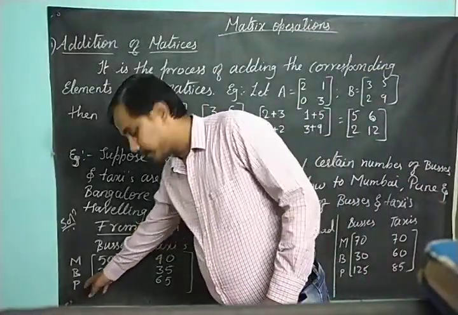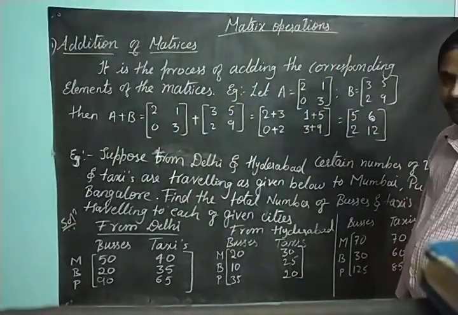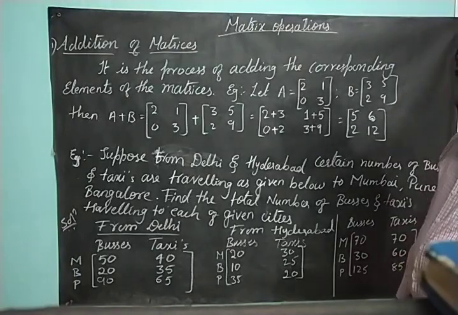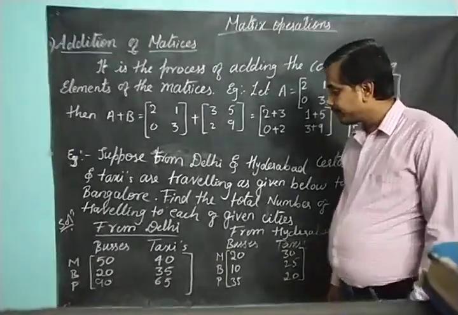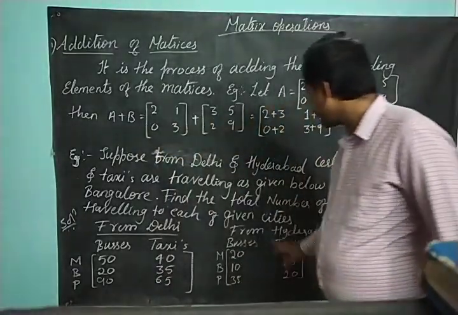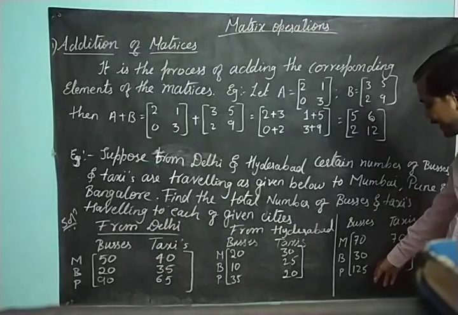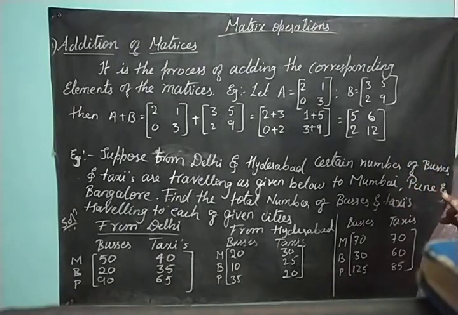Now coming to the third one, that is Pune. 90 buses are coming to Pune from Delhi, and 35 buses are coming to Pune from Hyderabad. So what will be the total number of buses coming to Pune? 90 from Delhi plus 35 from Hyderabad. So 90 plus 35 will give you 125.